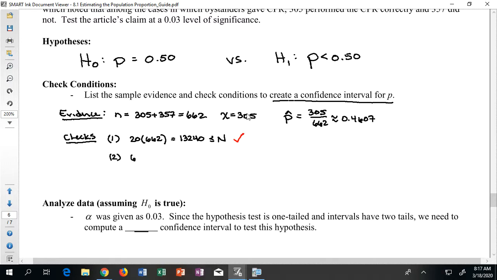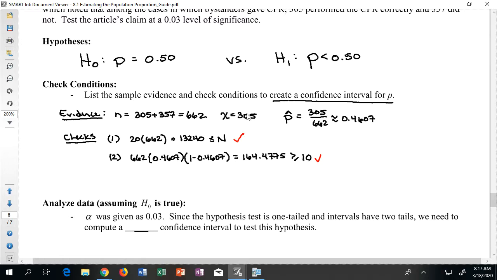Second, I need to take 662 and multiply it by the value of p hat, because I'm going to try to create this confidence interval. So I'm going to do this, and 1 minus this value, and I'll just tell you, for the sake of time, that I ended up with 164.4775. You can crunch that number yourself to double check me. So I know that p hat then has a normal distribution, and that means I can go ahead and actually construct the confidence interval.